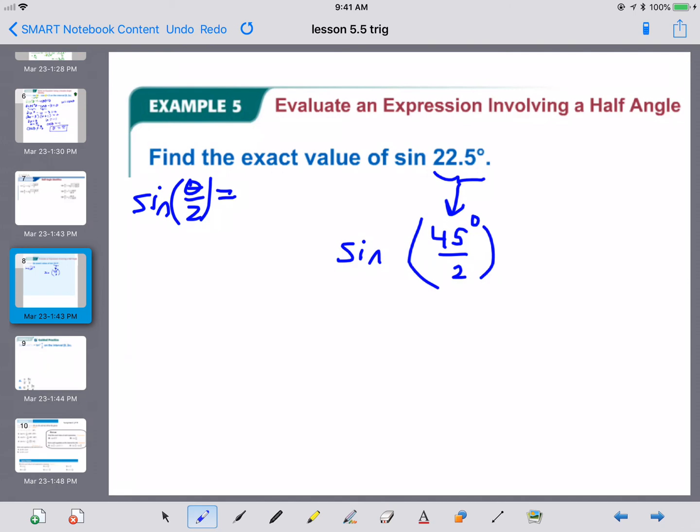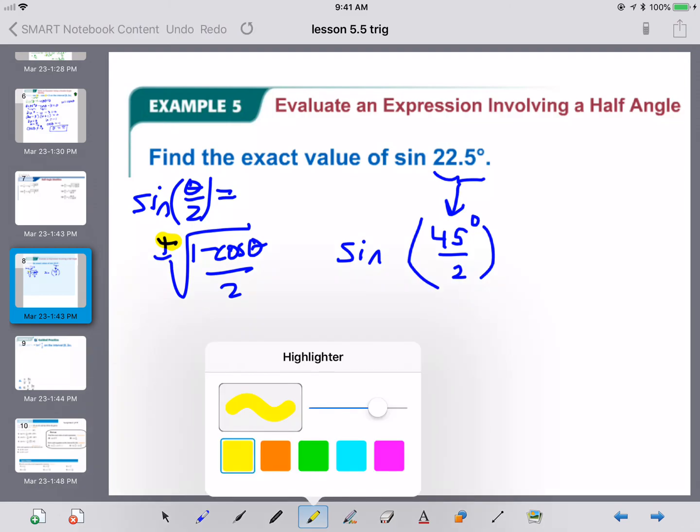Now, the half-angle formula is plus or minus the square root of 1 minus cosine theta divided by 2. Now, how do you decide if it's the plus or the minus? Well, that's from your knowledge on the unit circle. So where does 22.5 land? It lands in the first quadrant. So it's positive. So in this particular case, we would choose the positive value. If it was a sine in the third or fourth quadrant, we would choose the negative. So you do have to use some of your knowledge about the unit circle.